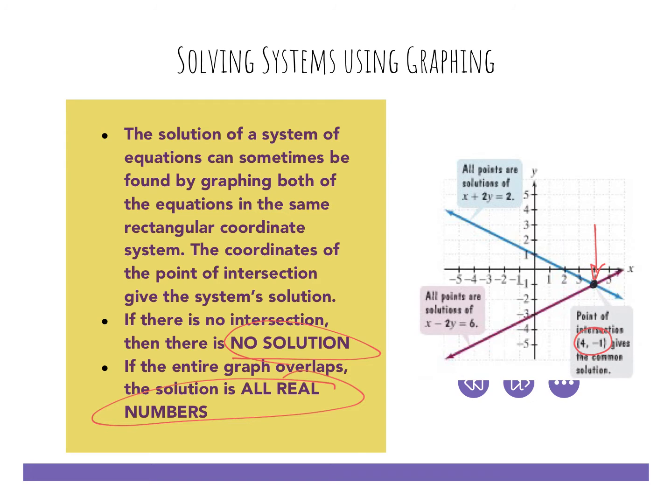Like, it may not start out as the same line because we're going to solve these by putting them in slope-intercept form this time. It may not look like they're the same line at the beginning, but when you go to graph them, your y equals mx plus b will be the same, and that's the same line. Same slope and same y-intercept, they're going to be all real numbers. If there's just the same slope and different y-intercepts, now they're parallel, and that's no solution.